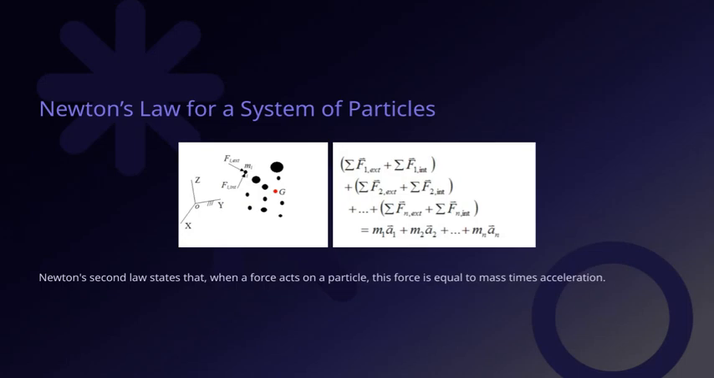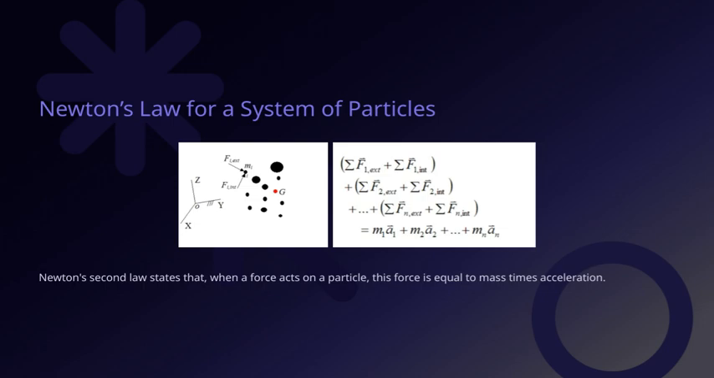Newton's second law states that, when a force acts on a particle, this force is equal to mass times acceleration. Essentially, it tells us that the acceleration of an object depends directly on the force applied and inversely on its mass. Now, when we extend this idea to a system of particles, the law still holds, but we need to consider the forces acting on each individual particle and how they contribute to the overall motion. This means summing up all the forces and accelerations within the system to understand its behavior.